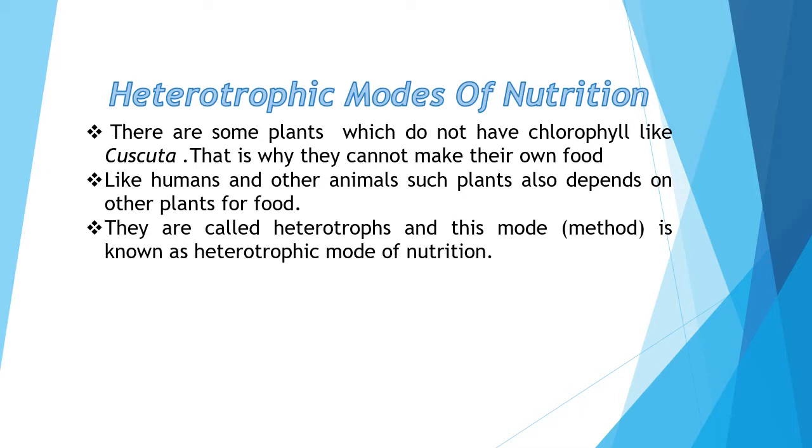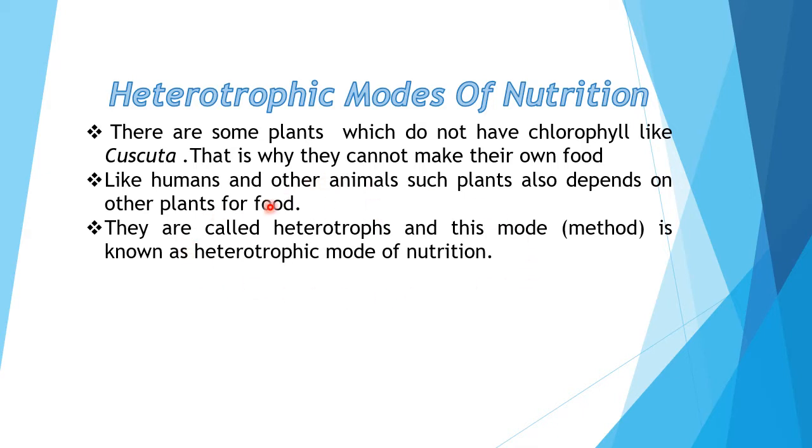Like humans and other animals, such plants also depend on other plants. Humans also depend on green plants, and these plants also depend on the green plants, because green plants synthesize their own food by the process of photosynthesis. So the plants which depend on other plants for their food are known as heterotrophs, and this mode, meaning method, of getting nutrition from other green plants is known as the heterotrophic mode of nutrition.